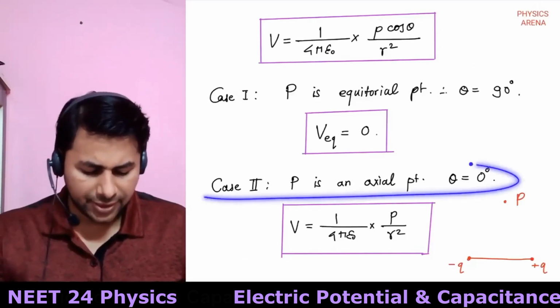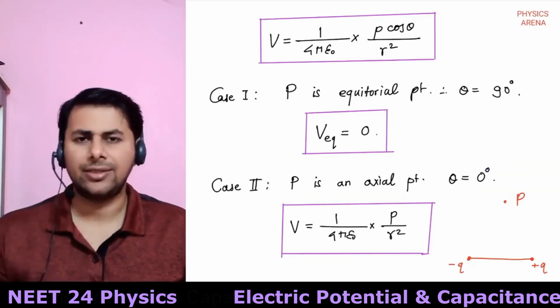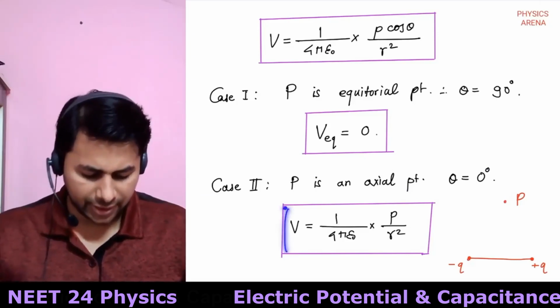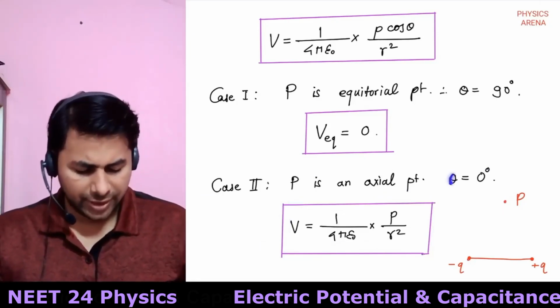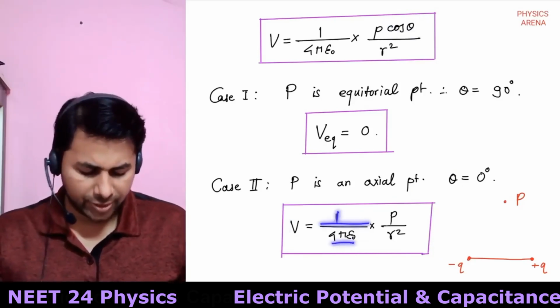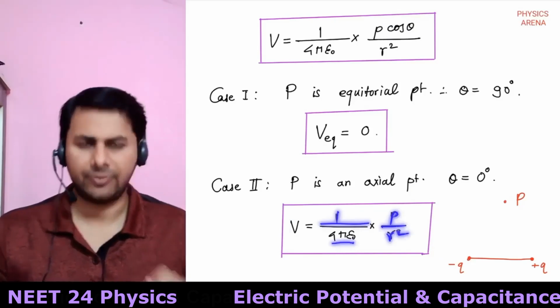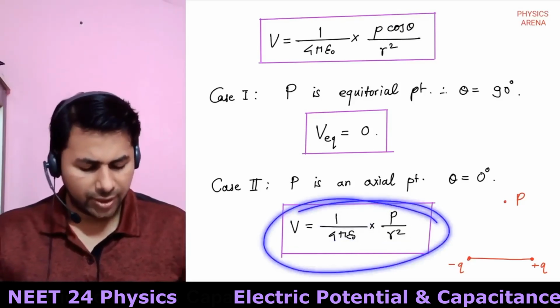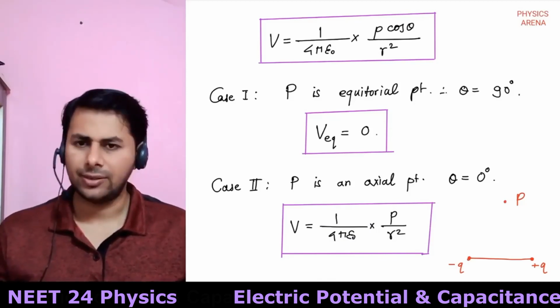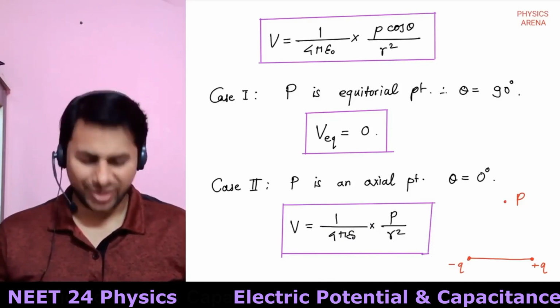Then there is case 2, when P is an axial point, P is along the axis. Then you get again a simple formula. So when theta is 0, we know cos theta is equal to 1. So you get 1 upon 4 pi epsilon naught multiplied by P upon r square. This is the formula when point P is an axial point. Okay. So is the dipole clear?